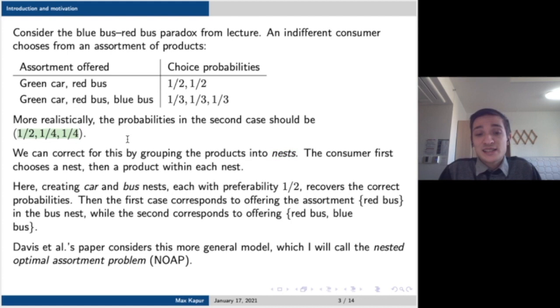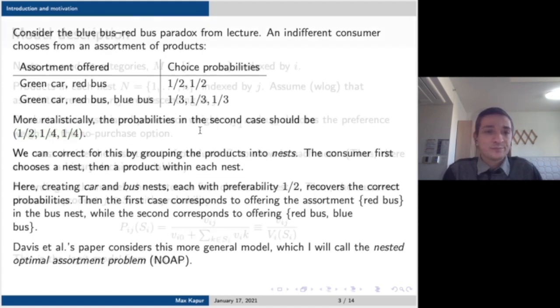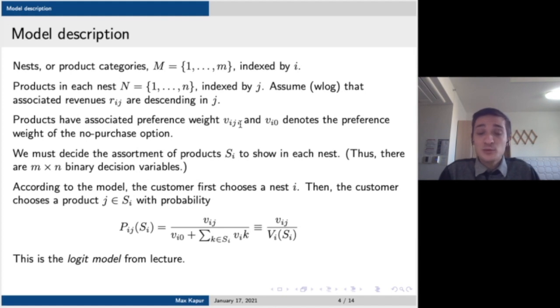Davis and his colleagues consider this more general model in their paper, and I will call the problem that arises the Nested Optimal Assortment Problem, or NOAP. In their model, we have M product categories, or nests, which are indexed by i, and within each nest there are N products indexed by j, and we're going to assume that they are ordered by revenue. Each product has an associated preference weight. There's a preference weight associated with the no-purchase option as well.